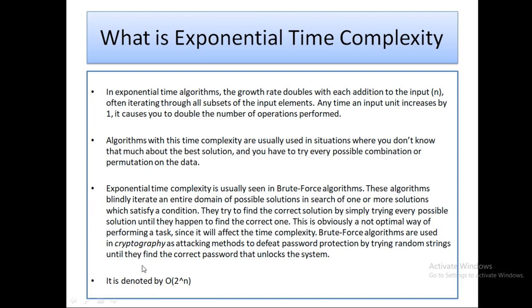Exponential time complexity is denoted by big O notation and then inside the brackets 2 to the power n, where n is your input size. So you can understand, right? If your input size is 2, then your time complexity will be 2 to the power 2, which means 4. If n equals 3, then your time complexity will be 2 to the power 3, 2 cubed, which means 8.